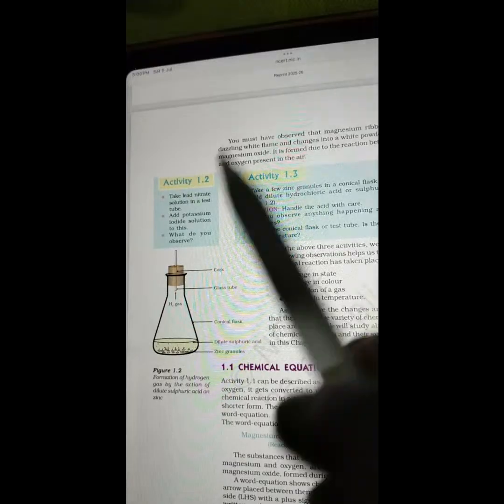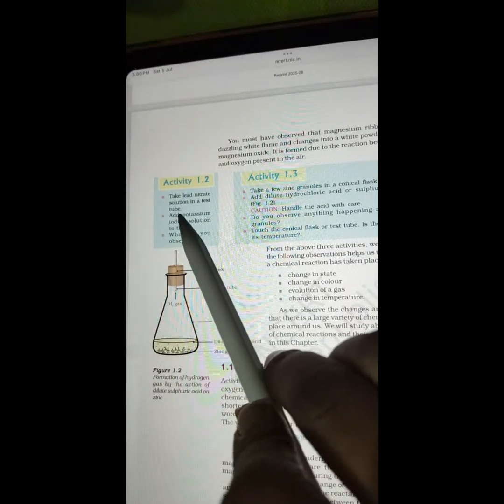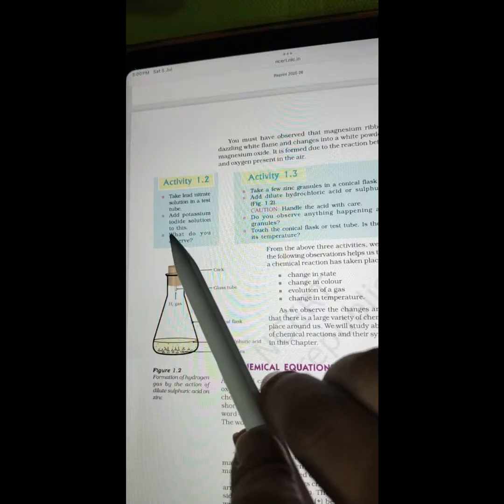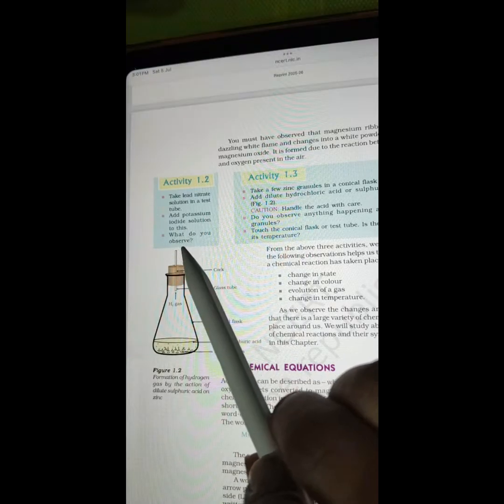Activity 1.2. Take lead nitrate solution in a test tube. Add potassium iodide solution to this. What do you observe?